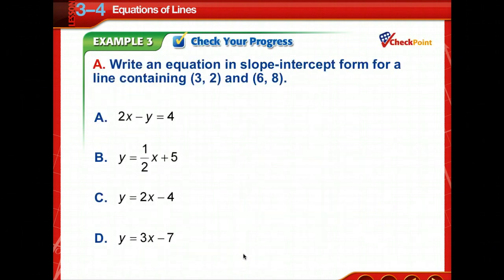All right, time to check your progress. So you need to pause for a little bit. Remember, you first have to find the slope, then choose either one of those numbers to substitute in, and then put it in slope-intercept form.